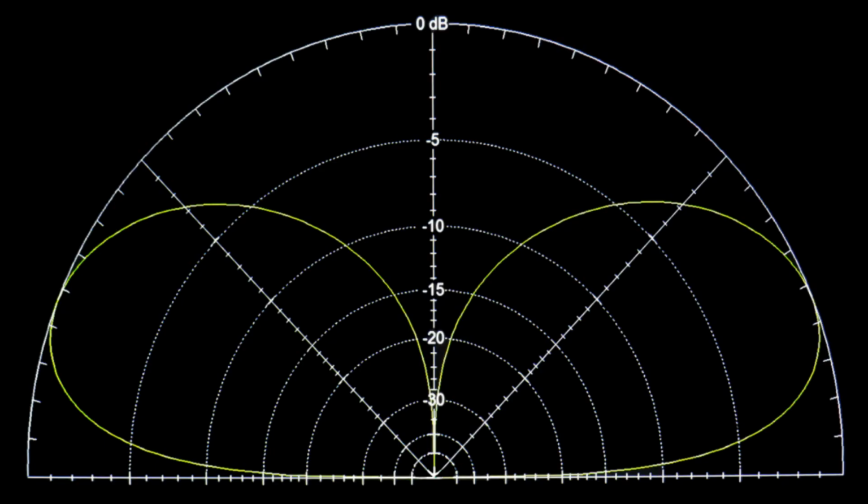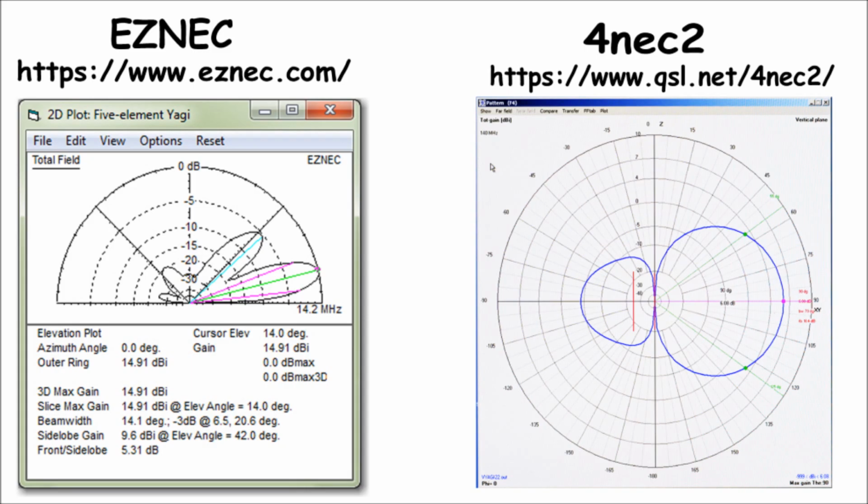Here is a computer plot of the pattern of a quarter wave ground plane antenna. This is a side view. From the top, the pattern would look more like a donut. The maximum signal is 25 or 30 degrees above the horizon. The positioning of the radials will affect this. You can design antennas and create pattern plots like this using computer programs. Some popular programs are EZNEC and 4NEC2.